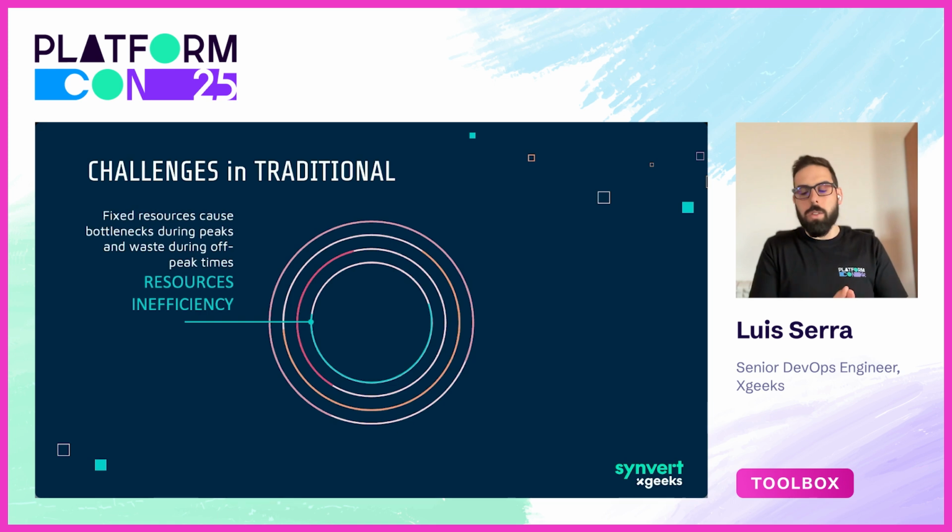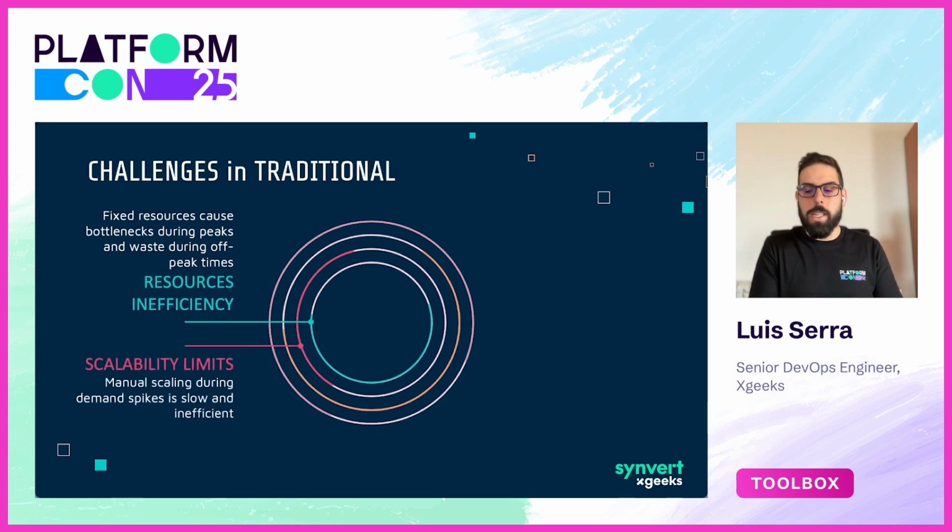Resource inefficiency. You will set up these new runners or these new setups and implement them with the information that you have nowadays, which might not be that accurate. You can run into bottlenecks during peak times and so on. Scalability limits. The amount of workloads today might not be exactly the same amount of workload that will be needed tomorrow.